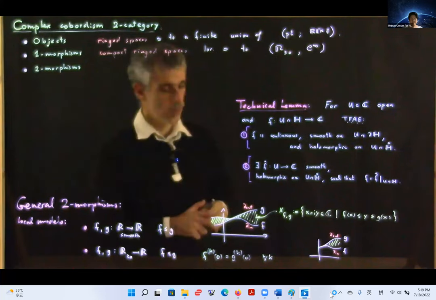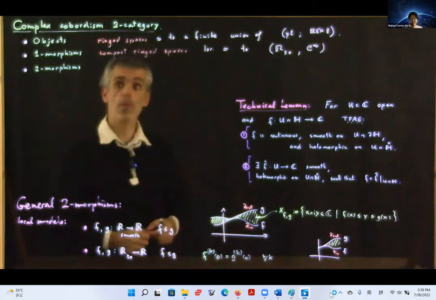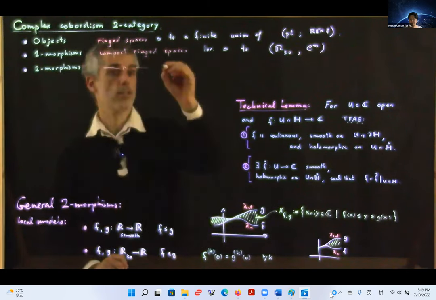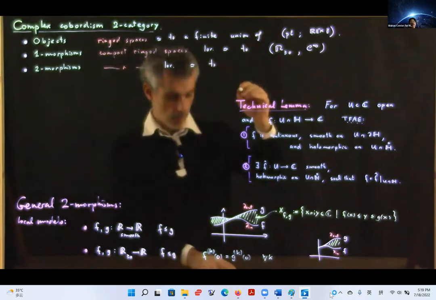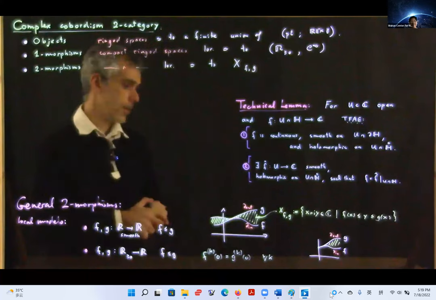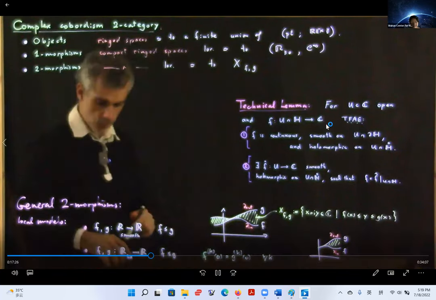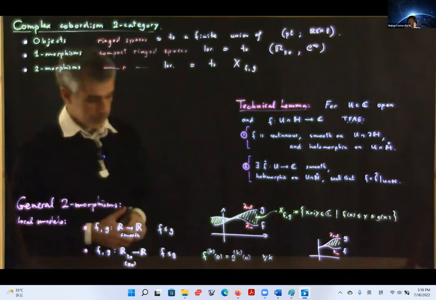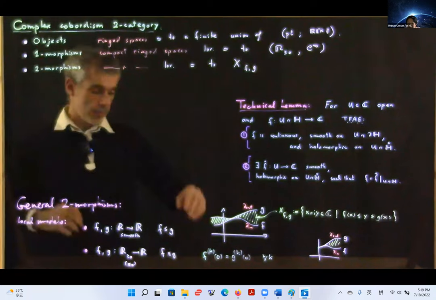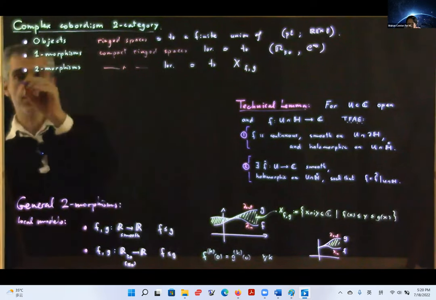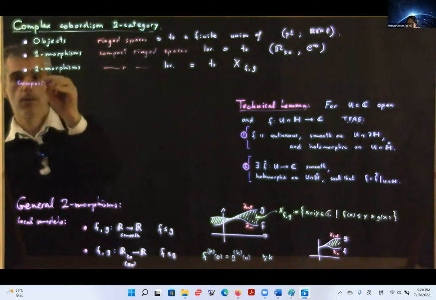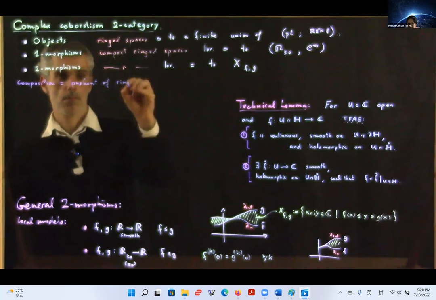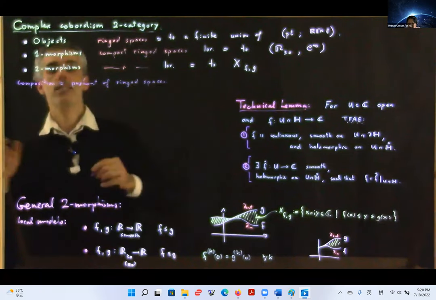And finally, the two morphisms are compact ring spaces, locally isomorphic to one of these spaces like this one or like that one. And of course, I should also allow here for the other case. And the beauty of the setup is that in all cases, composition is given by push out of ring spaces.